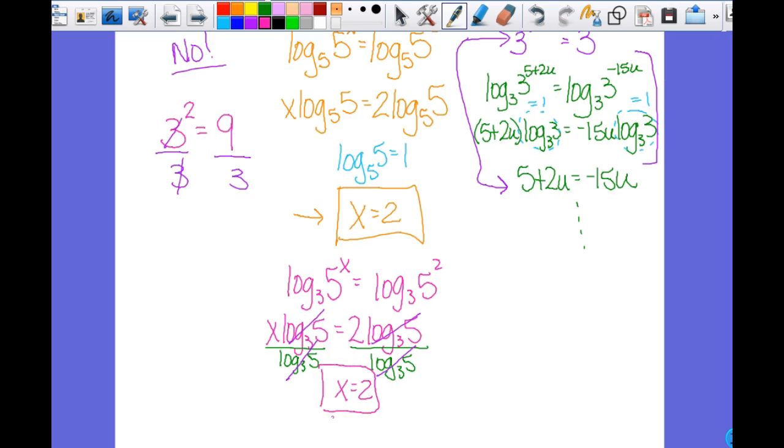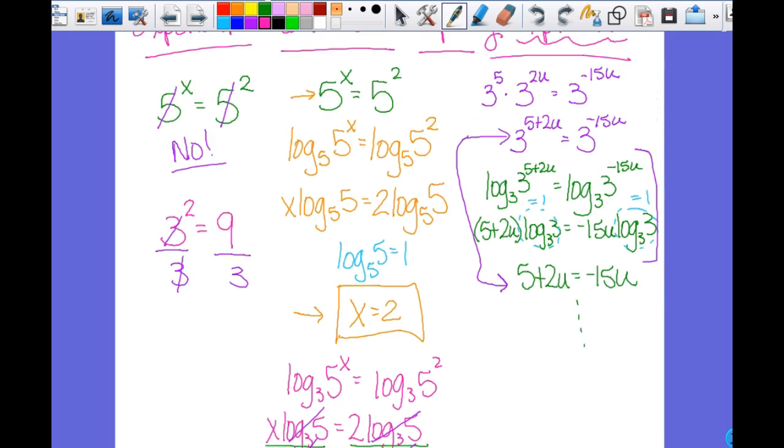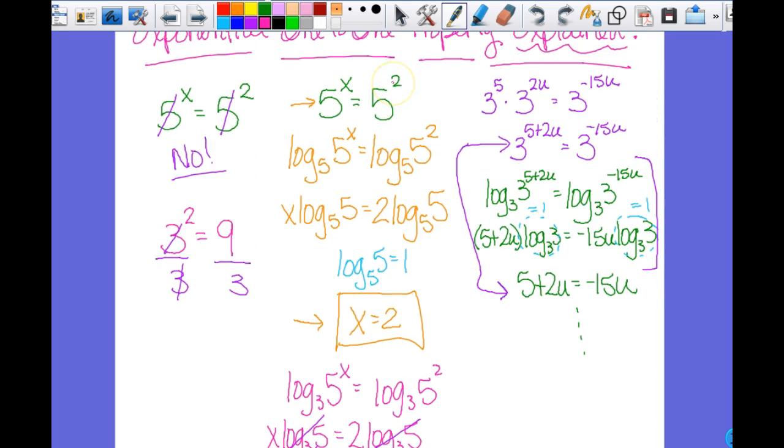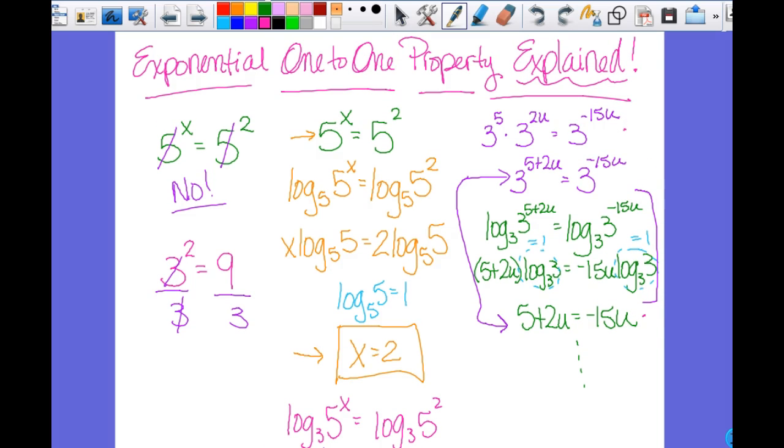But that's what's happening. So yes, you are allowed to jump from here to x equals 2, but not because they cancel out, and you do not get to jump from here to here. That's a big fat no-no, so be careful on that. But that's the why behind it. Hopefully that makes sense.